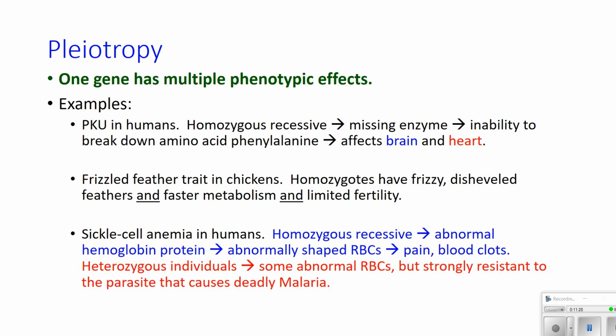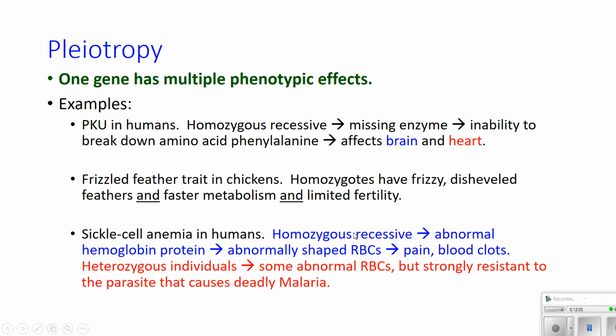But that same gene also speeds up the metabolism of the chicken, so they tend to eat more and eat more often. And it causes limitations in their fertility, so they have a harder time reproducing. So it's one gene, but it affects the feathers, it affects the metabolism and how they process food, and it also affects how they reproduce. So one gene, multiple effects. Pleiotropy. Sickle cell anemia in humans is another inherited genetic disorder.